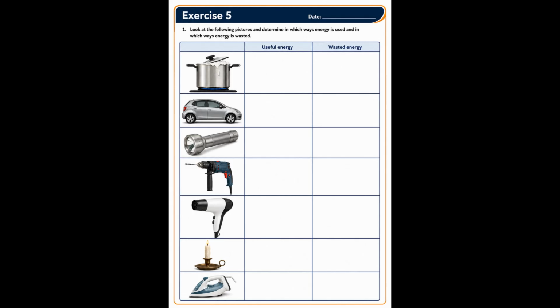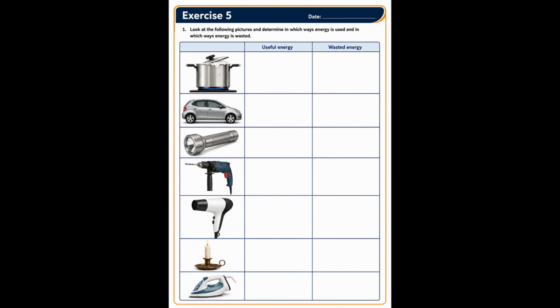For example, you could choose a television, a washing machine, or a toaster, but do not repeat the pot, vehicle, torch, drill, hairdryer, candle, iron, kettle, food processor, or heater. Make sure you write the object in the first column, then its useful energy in the next column, and its wasted energy in the last column.